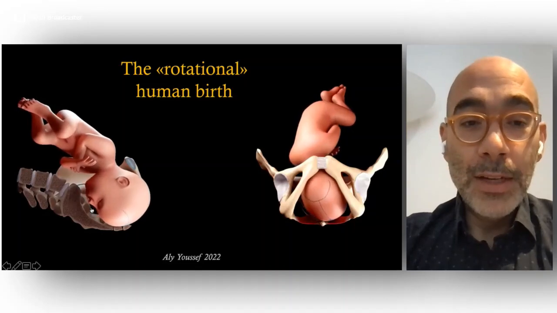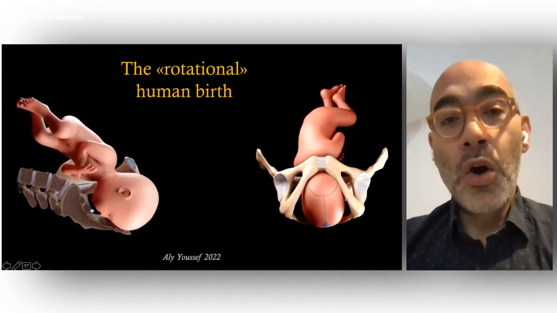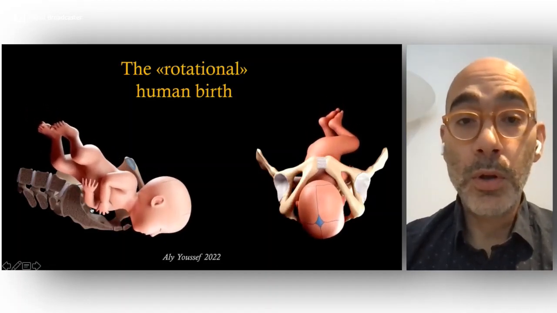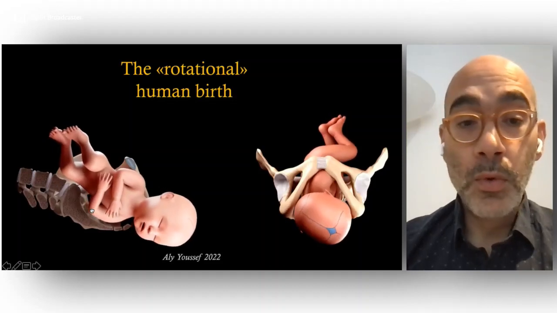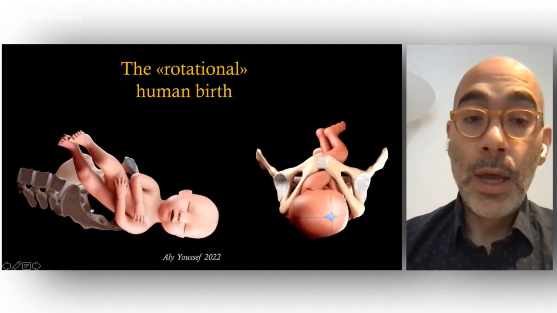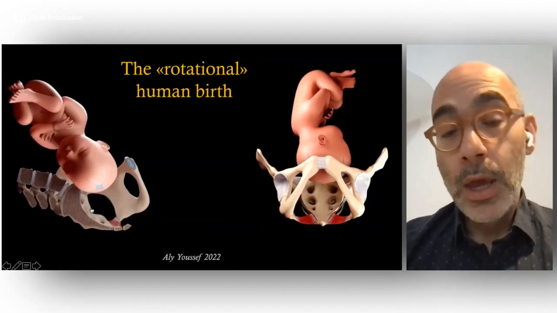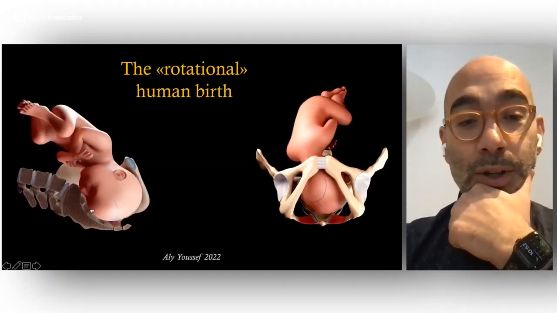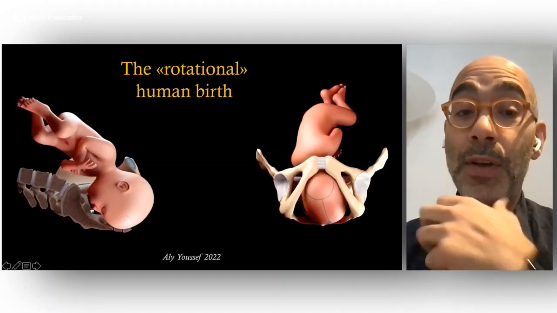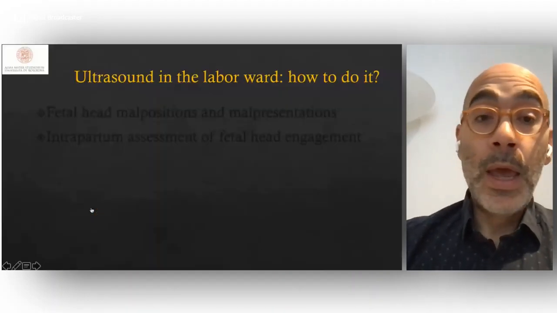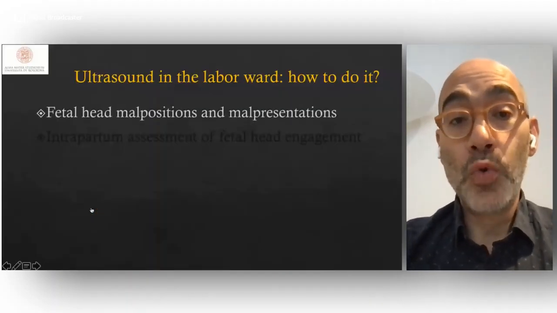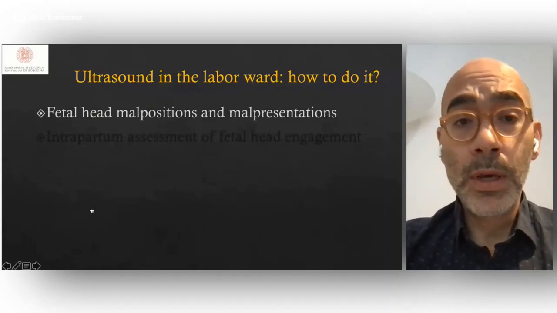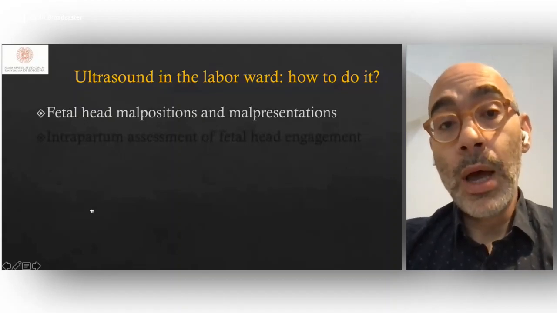Millions of years of evolution have led to this complex, unique labor in humans, the rotational human birth, with the cardinal movements of fetal head descent, rotation, and flexion during labor, to manage the complex relationship between the fetal head and the maternal pelvis. And with ultrasound, we are able to objectively and accurately evaluate all these cardinal movements. So how to do it?